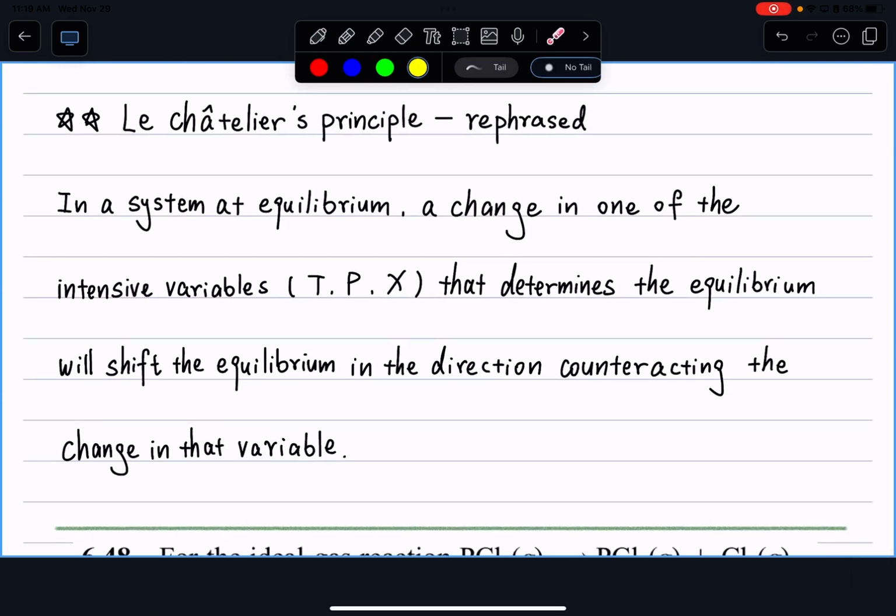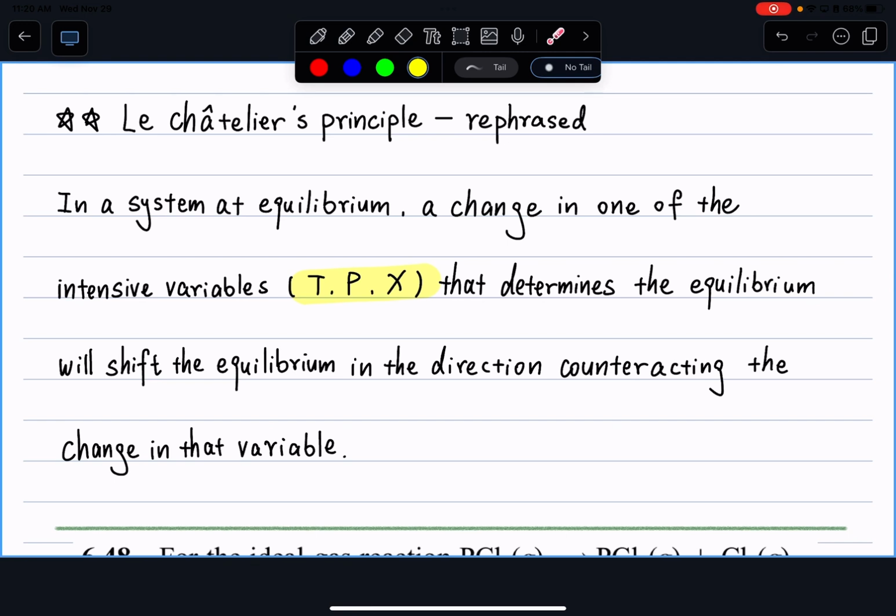When the system is at equilibrium, a change in one of the intensive variables that determine the equilibrium will shift the equilibrium in the direction counteracting that change in the variable. So the difference here is that instead of the original Le Chatelier's principle, where you're talking about addition of your reactant or product in number of moles, which is an extensive property, just keep in mind that when using Le Chatelier's principle, you should be talking about an intensive property. So instead of the number of moles, we should be talking about mole fractions.